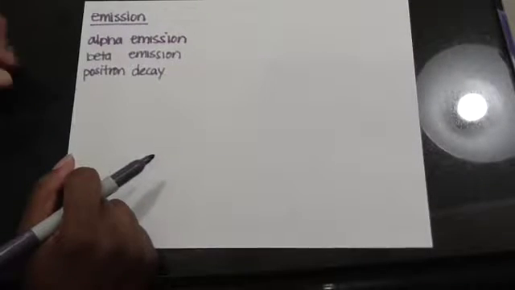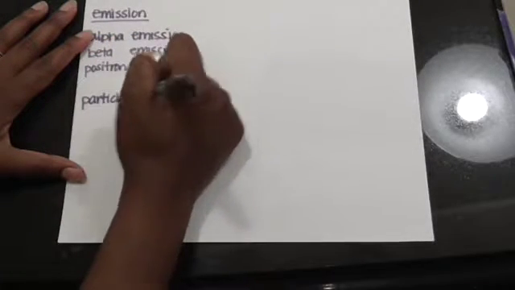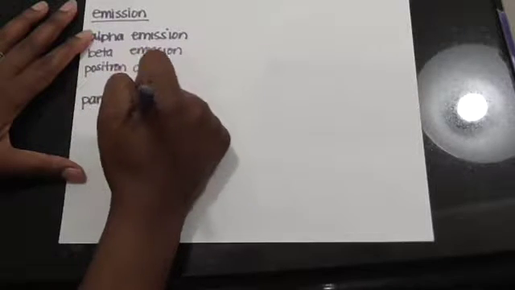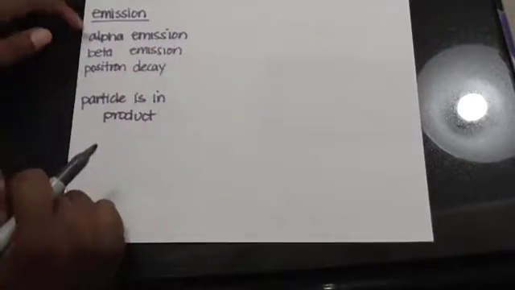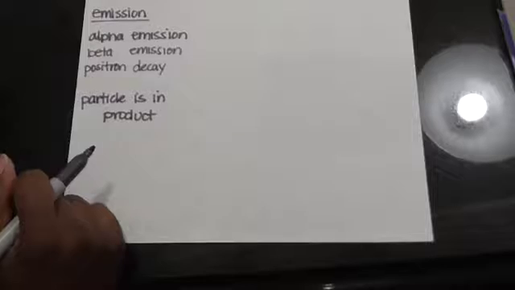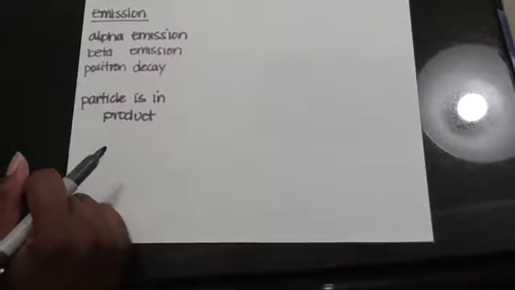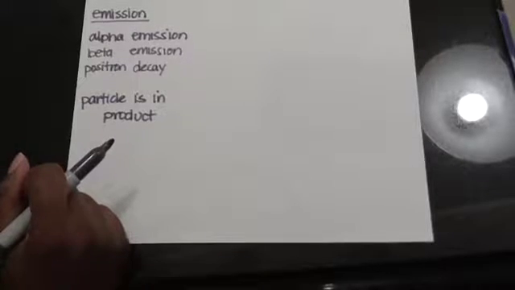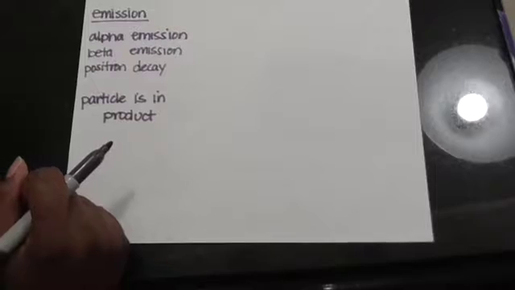Okay. What's special about emission is whatever this particle is, that particle is in the product. So if it's an alpha emission, on the product side of a reaction, you're going to see the particle. If it's a beta emission, you're going to see a beta particle in the product. If it's a positron decay, you're going to see the positron in the product.